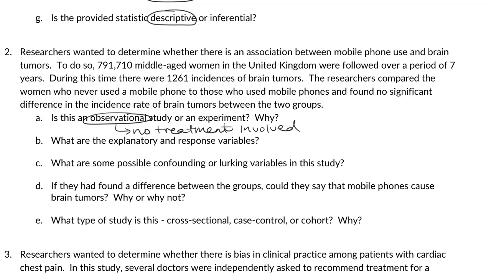What are the explanatory and response variables? What are we thinking causes something else to happen? Phone usage might have an association with tumor rate. So explanatory variable is phone usage, and response variable would be brain tumor. That's not how you spell tumor. Let me try that again.